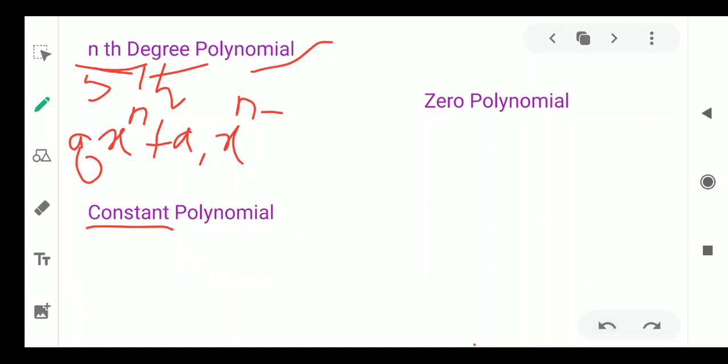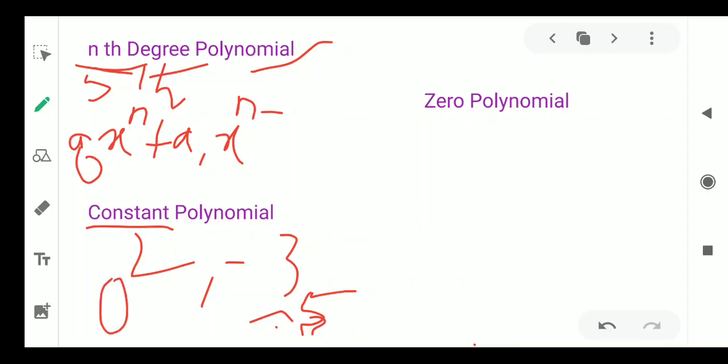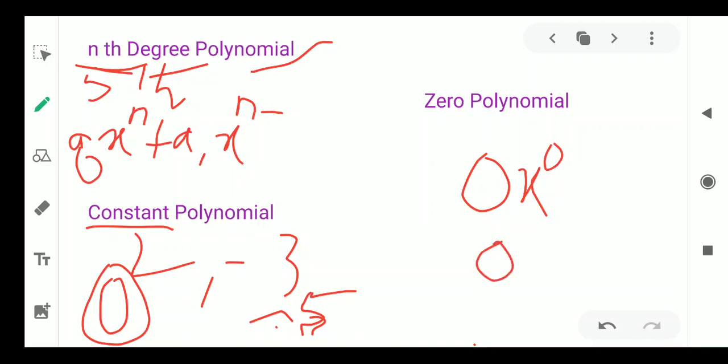So all the constants like 2, minus 3, minus 5 are also polynomials, not only expressions with variables. These are called constant polynomials. 0 is also a constant polynomial, but only 0 is called the zero polynomial. That is, 0 into x power 0, which is 0 into 1, again gives 0. So 0 is called the zero polynomial and also a constant polynomial.